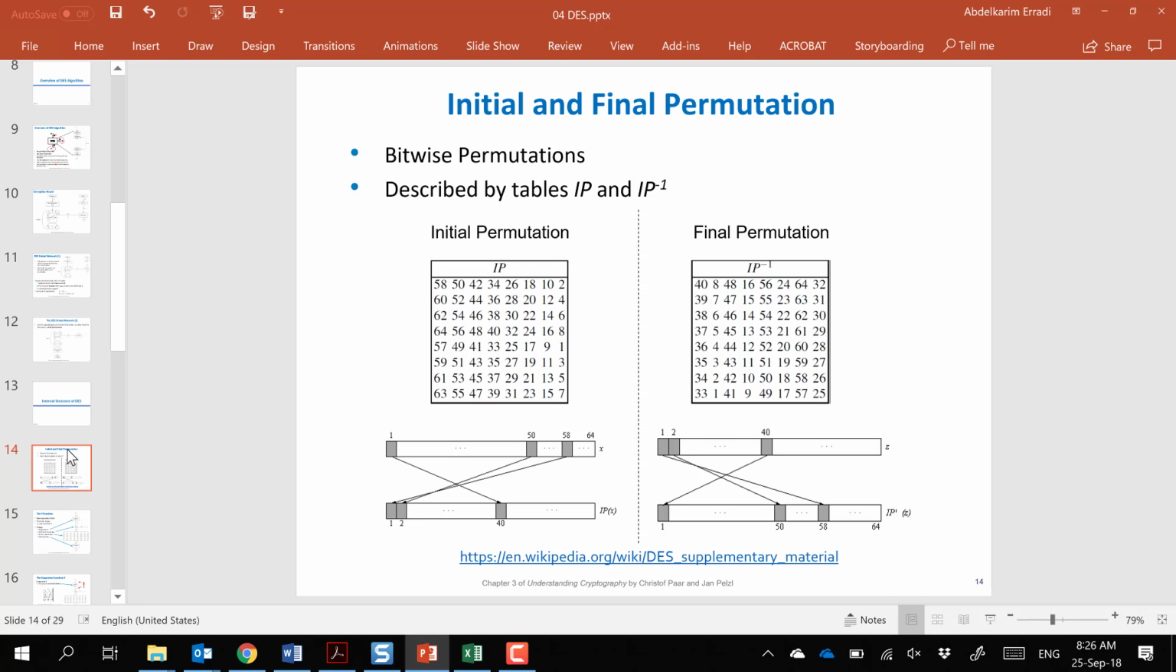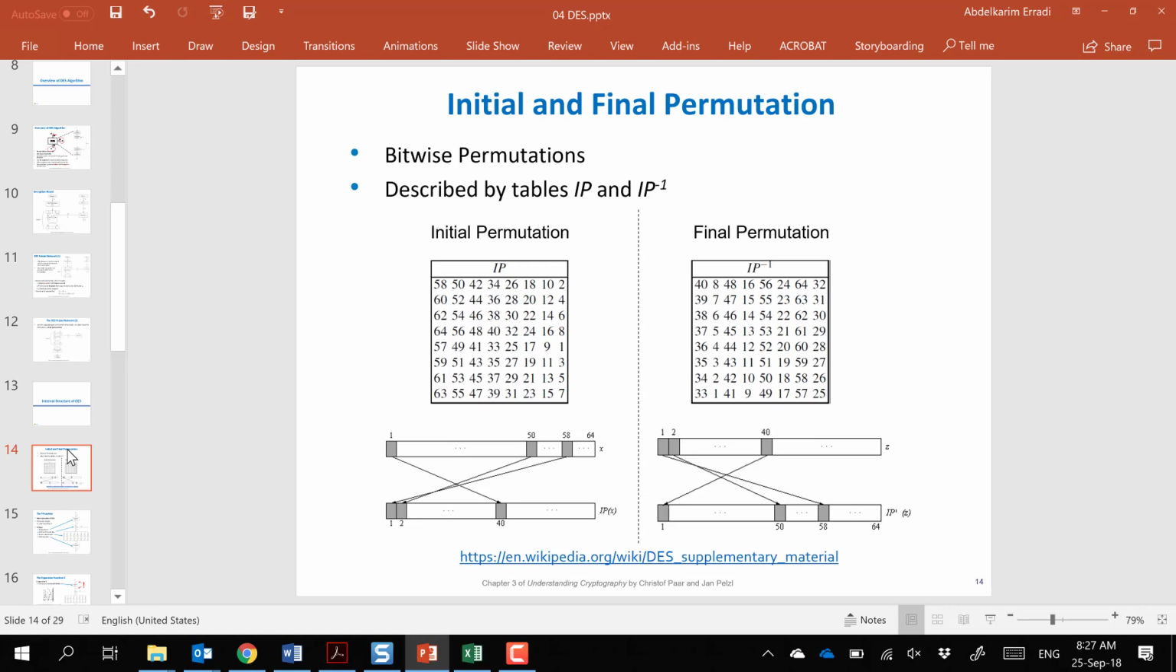Now, the inputs are arranged from 1 to 64. The output should be arranged this way. The first bit should be bit 58. Here is 58. We take the value here, which could be 0 or 1, and we copy it to be the first element. What will be the second element of the output block? 50. We look at 50, take it and copy it over. The third element, 42, and so on. The last element, 7. We take element 7 and copy it over, and this will be our permuted block. So this is straightforward. We just follow the table that they gave us.